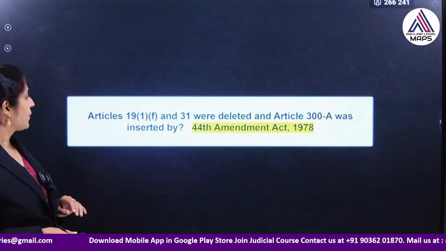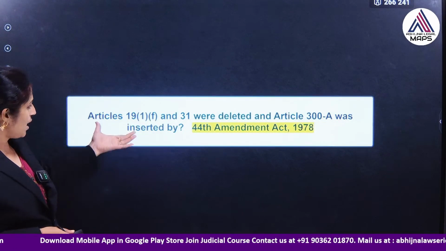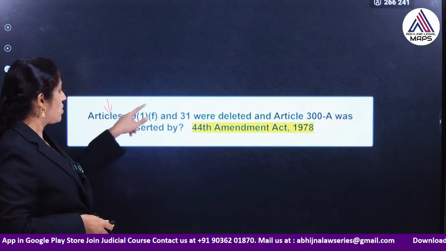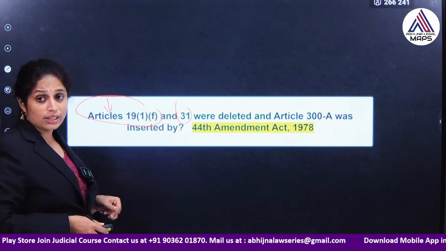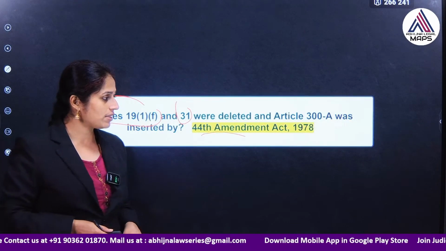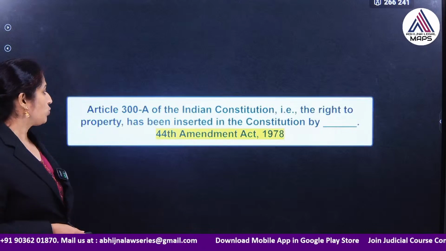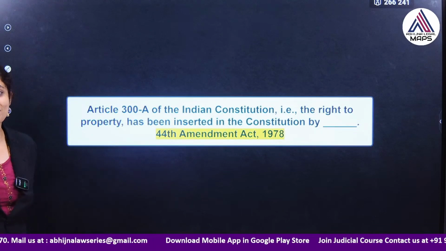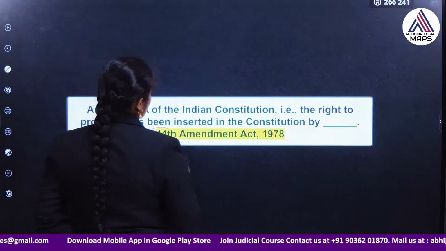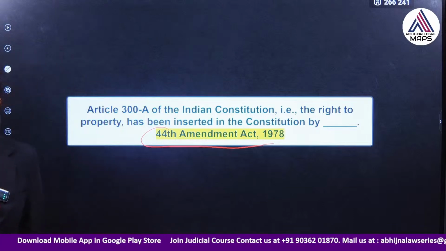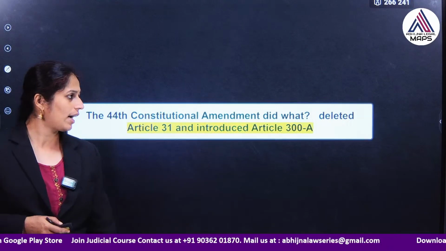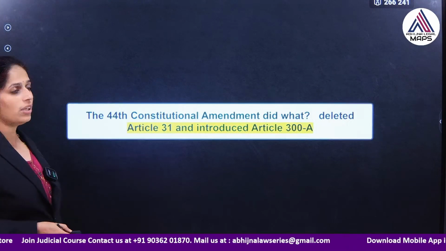So, this is one such thing. Then yes, the same thing, right to property was considered to be article 19(1)(f). Okay, so this was deleted and article 31 was also deleted and article 300A was introduced in the 44th Amendment, 1978. Okay. Next one: article 300A of the Indian constitution, the right to property, has been inserted in the constitution by which amendment? The same question; it was introduced by way of the 44th Amendment, 1978. Next one, the same question regarding right to property: it is the 44th Constitutional Amendment.